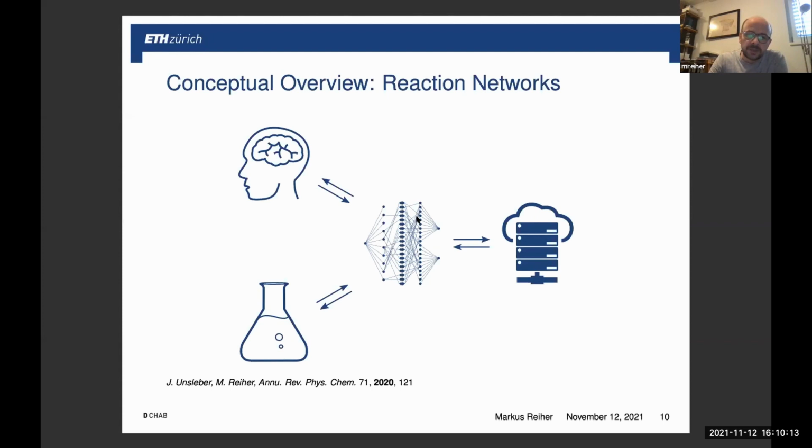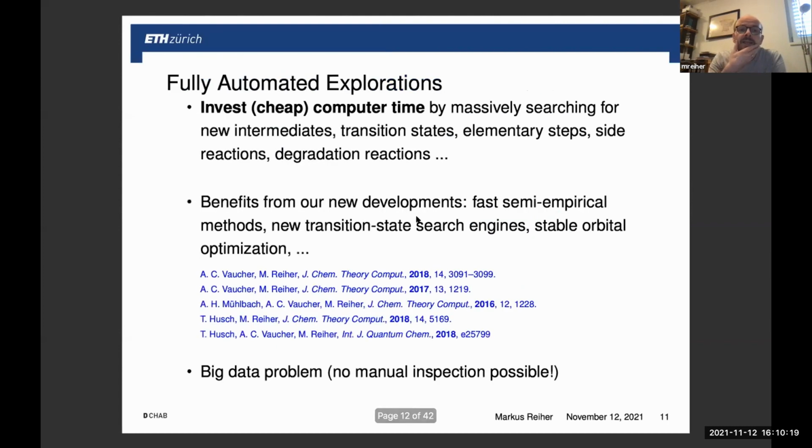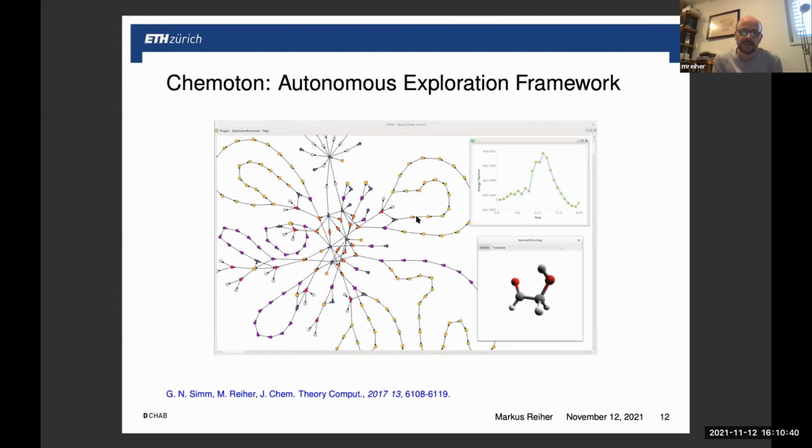And of course, you can't do that manually because you will encounter thousands of elementary steps. You need to do that in an automated fashion. In order to do that, we have developed over the years a couple of methods. All those methods aim to make standard quantum chemical methods more stable and faster, so that they can be driven by an autonomous reaction exploration program. And this program in our software suite is called Chemoton.